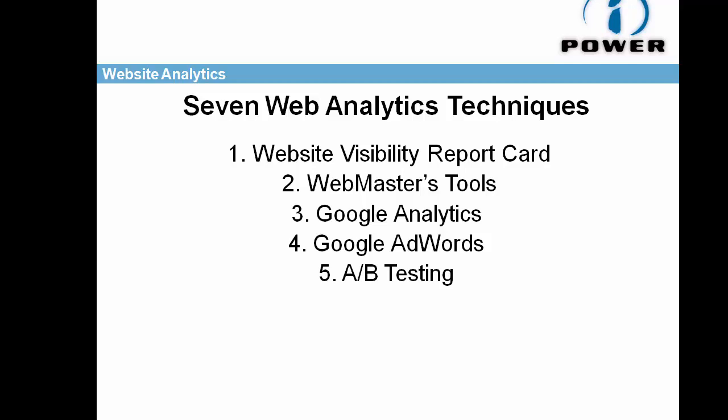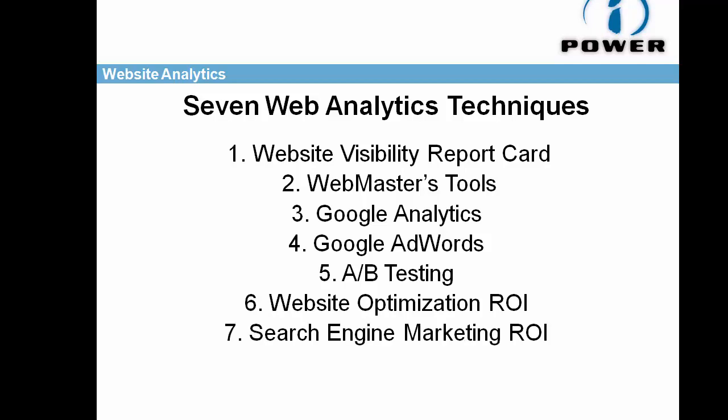Number 5, A/B testing, a powerful way to test the difference between 2 websites or 2 ads. Number 6, website optimization ROI, answering the question, does it pay to optimize my website? Does it pay to build a new website? And technique number 7, search engine marketing ROI, how to calculate if your campaign on Google pays.